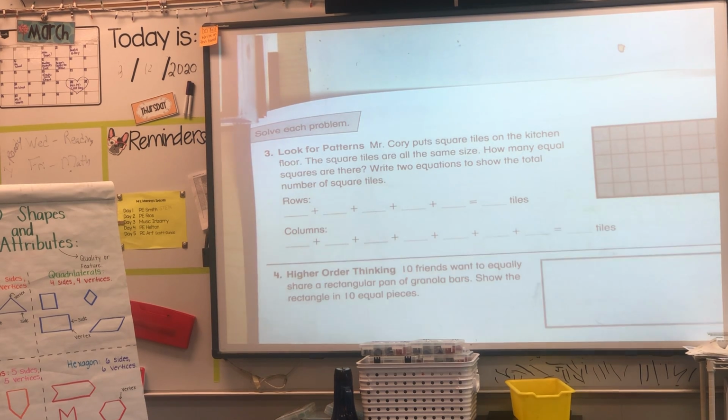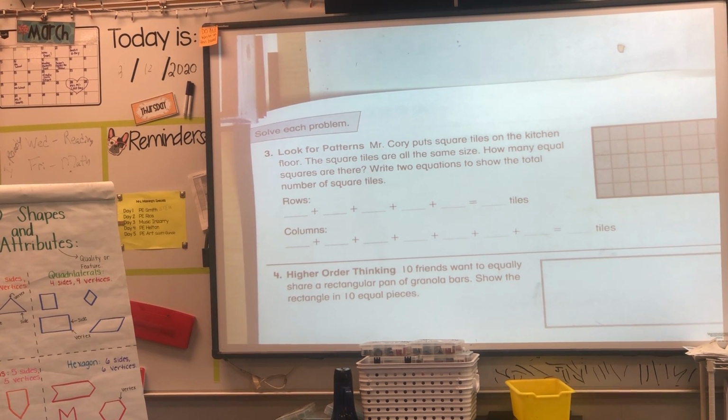There we go. Okay. We're going to look for patterns. Mr. Corey puts square tiles on the kitchen floor. The square tiles are all the same size. How many equal squares are there? Write 2 equations to show the total number of square tiles.